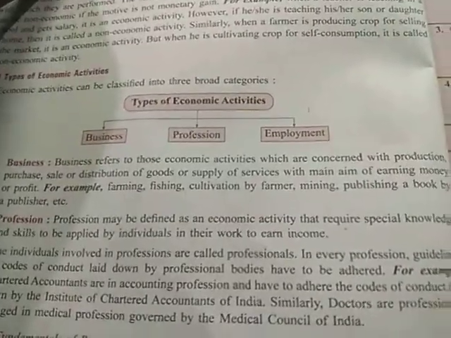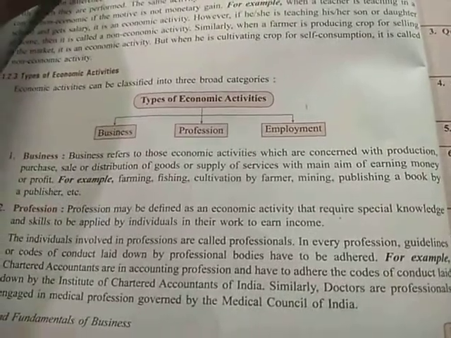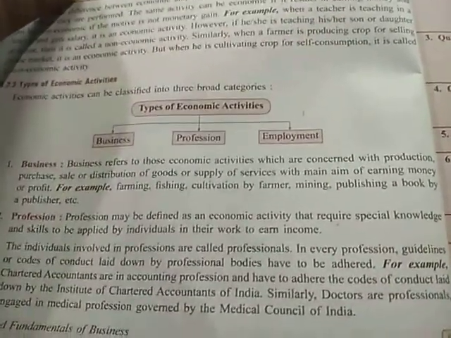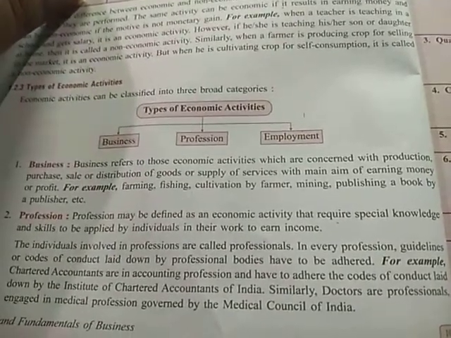Number 1, business. Business refers to those economic activities which are concerned with the production, purchase, sale or distribution of goods or supply of services with the main aim of earning money or profit. For example, farming, fishing, cultivation by a farmer, mining, publishing a book by a publisher.